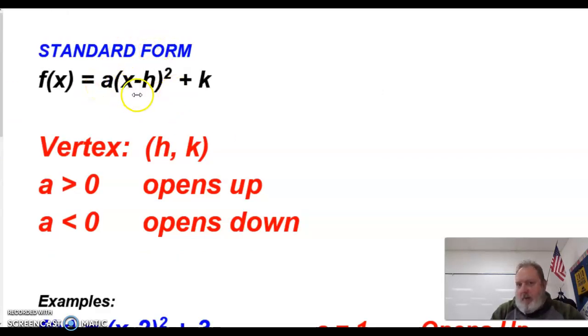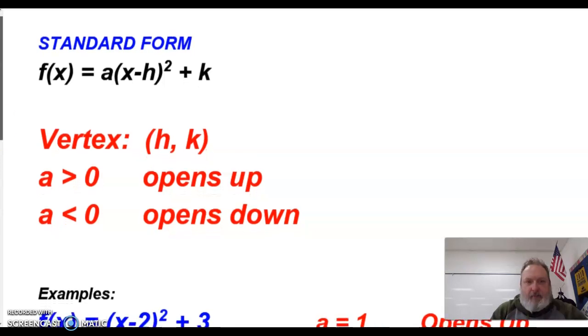So in standard form or vertex form, a is positive, opens up. a is negative, opens down. (h, k) is our vertex. Now we've seen h and k before. Previously, you've seen this with the equation of a circle, where (h, k) represents the center point. For our purposes in this section, in 3.1, (h, k) represents the vertex of our quadratic.